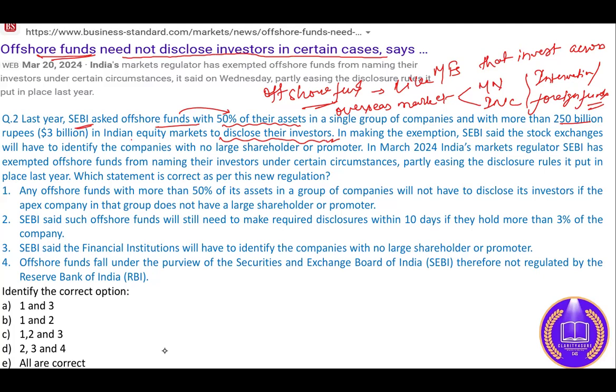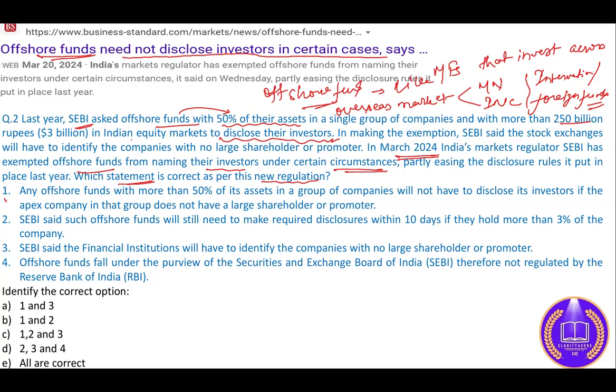In making the exemptions, SEBI said the stock exchanges will have to identify the companies with no large shareholder or promoter. In March this year, 2024, India's market regulator SEBI exempted the offshore funds from naming their investors, under certain circumstances. You need to identify the correct statement regarding this new regulation.